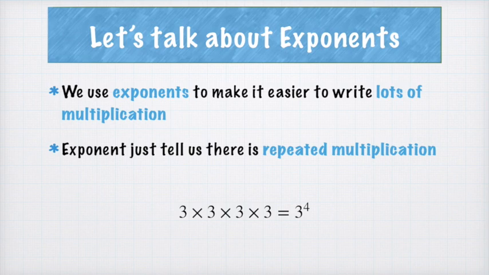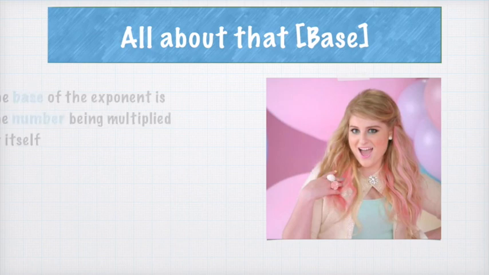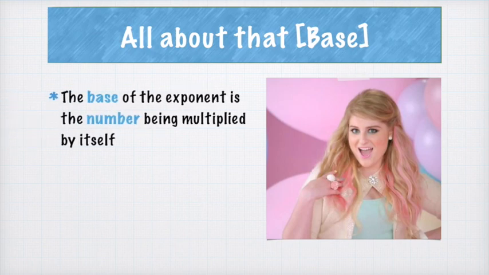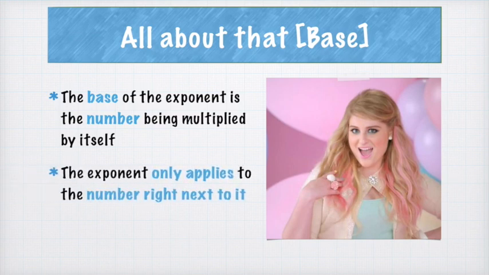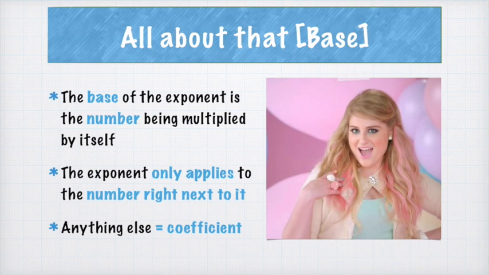Now, we're going to talk about this, and it's all about that base. So you have, I don't remember her name, but she sings the song, All About That Bass. And we're talking about the base of the exponent, and that is the number or the variable that's being multiplied by itself. The exponent, the little number above it, only applies to the number right next to it, or the base. And anything else that isn't the base, or isn't that number being directly raised to a power, is called a coefficient, just like the coefficients that we saw beforehand when we were talking about polynomials.